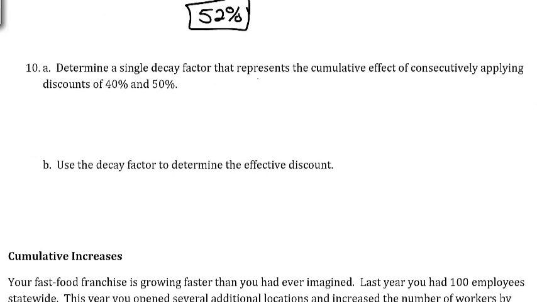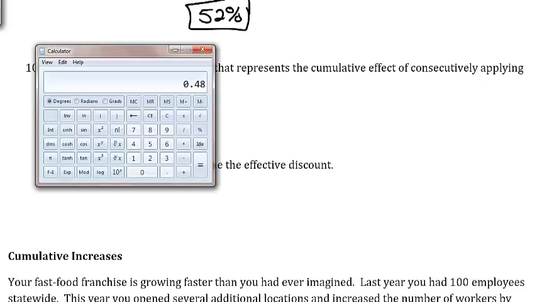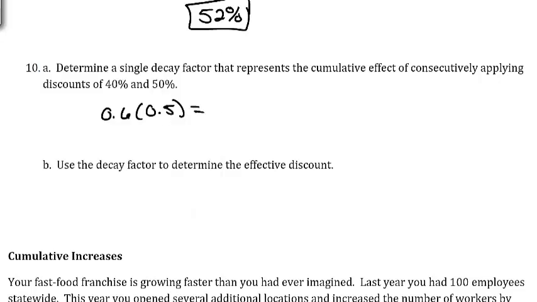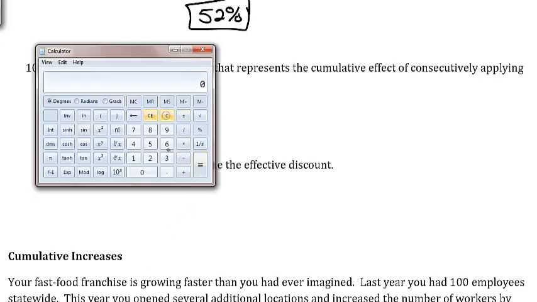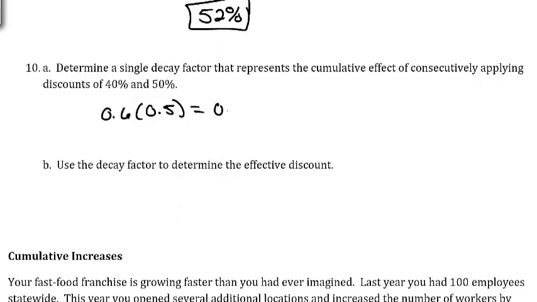Determine a single decay factor that represents the cumulative effect of consecutively applying a 40% discount and a 50% discount. So the part that's going to remain from the 40% is 60%, so that's 0.6. And the part that would be remaining from a 50% discount would be 50%, so that's 0.5. And when we multiply 0.5 times 0.6 on our calculator, we get 0.3.